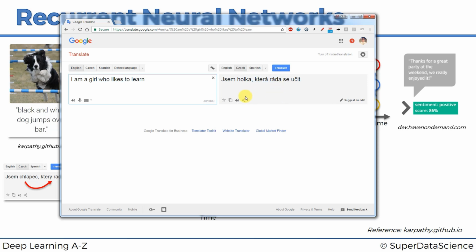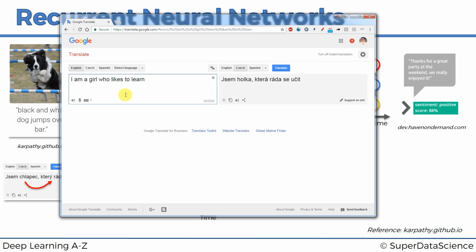And again, I don't know if Google Translate uses an RNN. I'm not going to comment on that, but basically the concept is the same, that you need short-term information about the previous word in order to translate the next word, right? You can't just translate word by word.